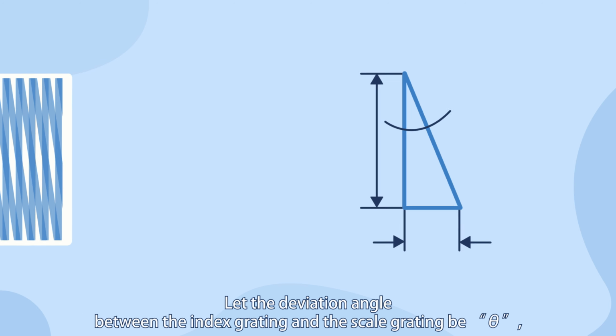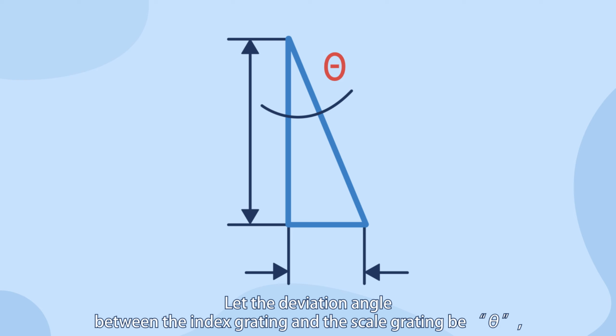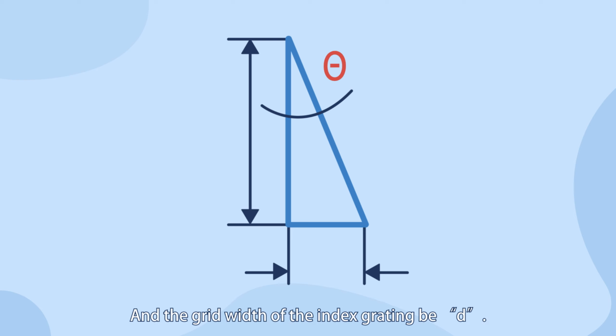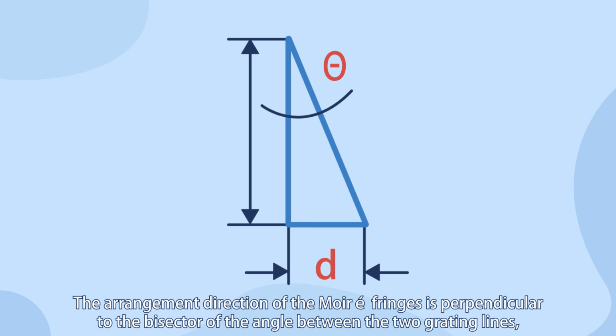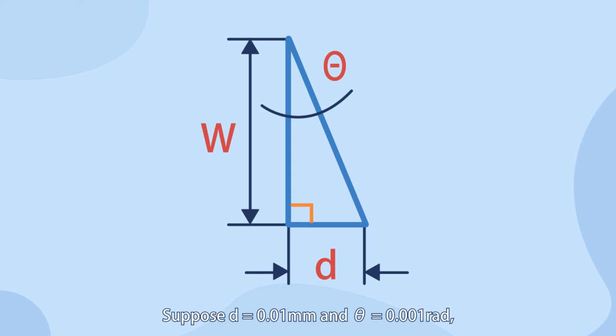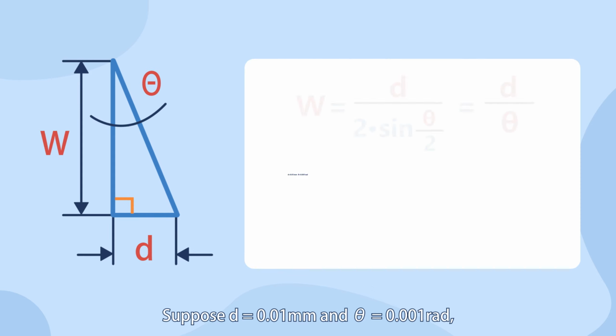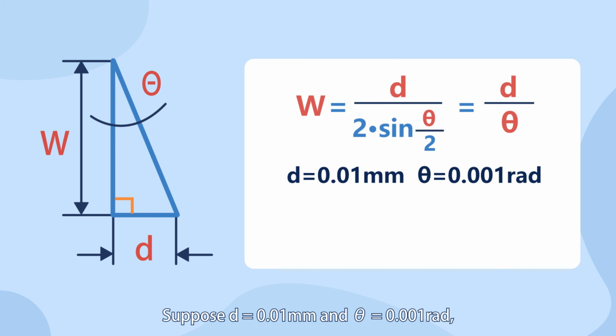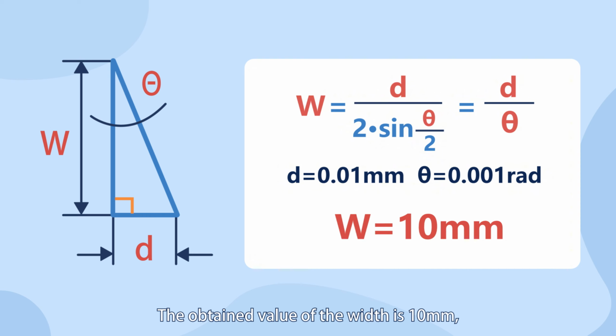Let the deviation angle between the index grating and the scale grating be theta, and the grade width of the index grating be d. The arrangement direction of the Moore fringes is perpendicular to the bisector of the angle between the two grating lines, and the value of the width can be expressed. Suppose d equals 0.01 mm and theta equals 0.001 rad. The obtained value of the width is 10 millimeters. That is, the grating is magnified 1000 times.